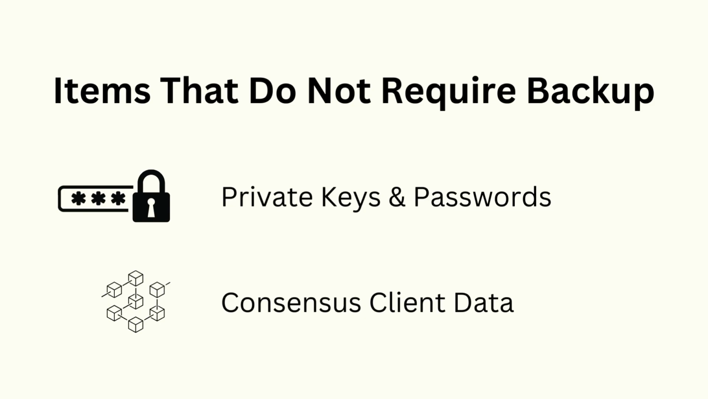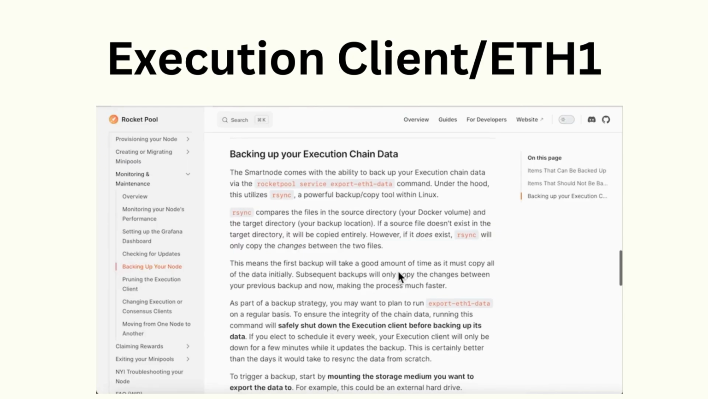Items you do not have to back up include your password and private keys and your consensus data. Your keys and your password files are encrypted and can be accessed via the Rocket Pool wallet. You do not need to really back this up because you can recover it. Now, the consensus data can immediately resync and does not really require any downtime, so you will not need to back this up. The execution client is the most important for backup.